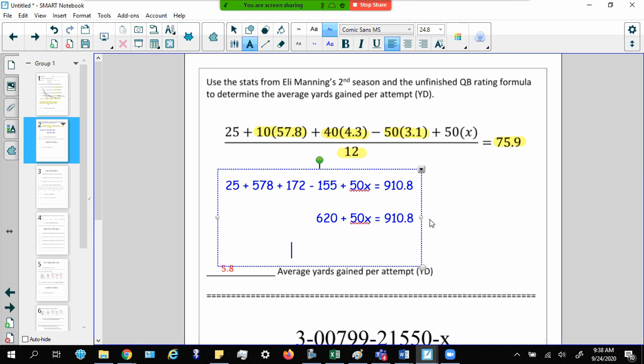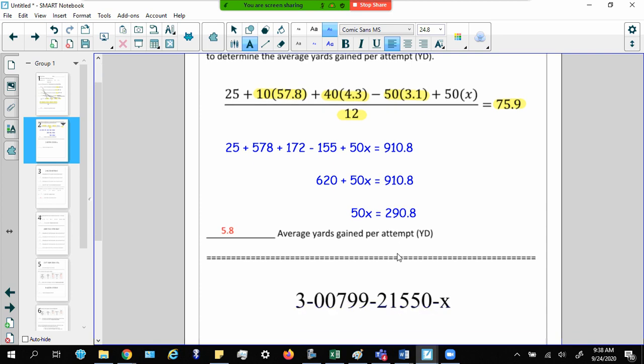I'm sorry. Wow. Not divide, subtract. I'm going to subtract 620 from 910.8. So that would be 50x is equal to 290.8. And then from there, I'm dividing by 50 to get 5.8 yards. So the average is 5.8 yards.